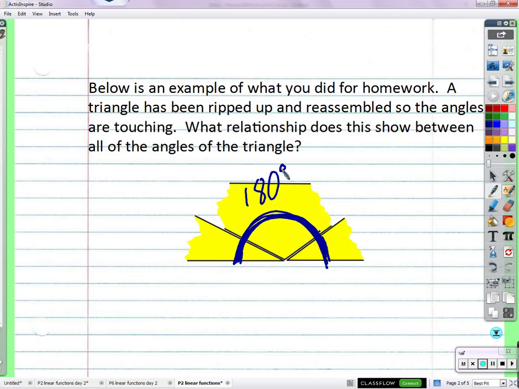Yeah. 90 degrees, 180 degrees, 360 is a full circle. 360 full circle, 180 is half a circle. 270. What's that? 360. Okay. We done?